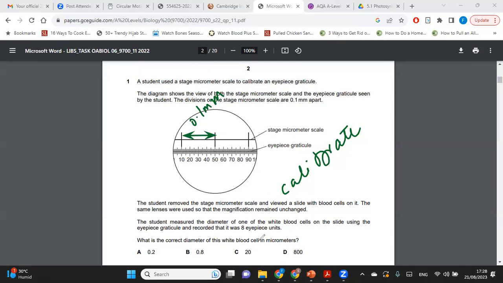What are we going to do? First things first, we need to know the value of one division of my eyepiece graticule. How many millimeters is it? Before I can do anything else, I need to know one division, one small line on my eyepiece graticule. What's the value? To do that, let's calibrate our eyepiece graticule.